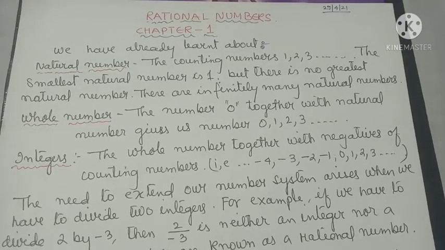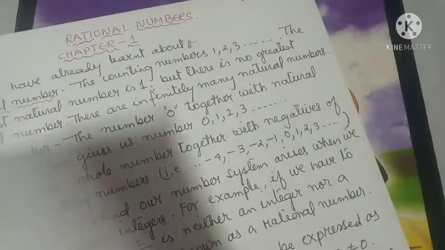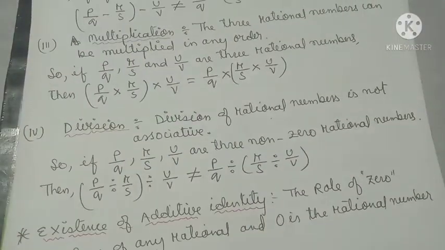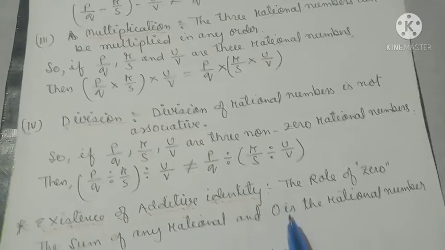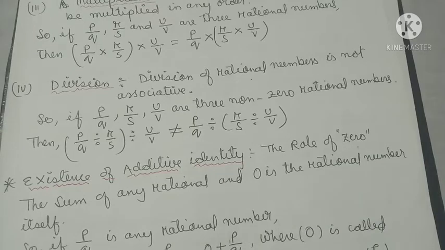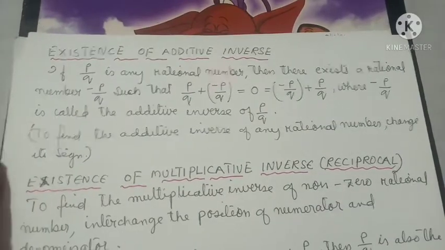Dear student, today is the second part of chapter number 1, that is the rational numbers. In the first part, we have completed up to the existence of additive identity, that is the role of 0. So today, in the second part, we have to continue with the properties again.